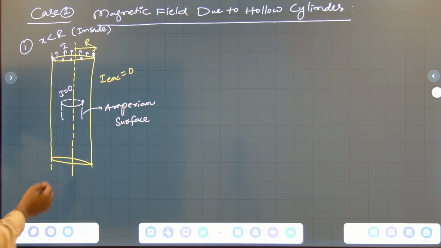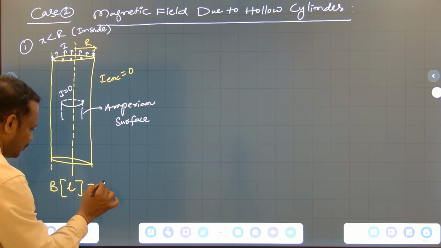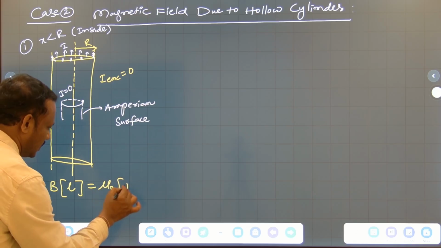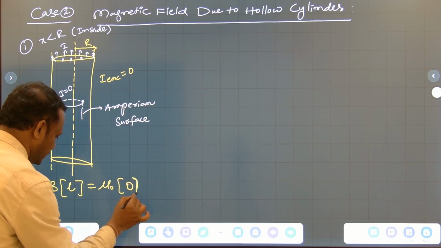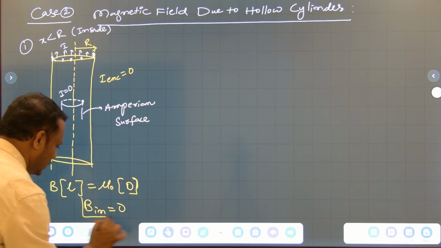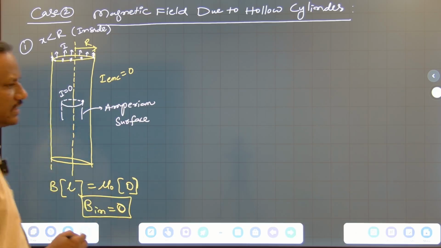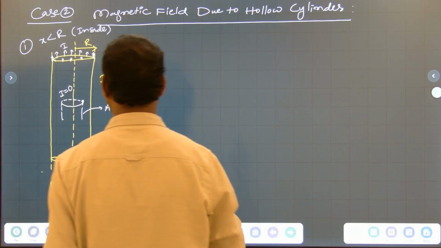Now apply Ampere's law. Closed integration over B dl is equal to mu naught times I enclosed, which is 0. Then B inside is equal to 0. So the magnetic field inside the hollow cylinder is 0.